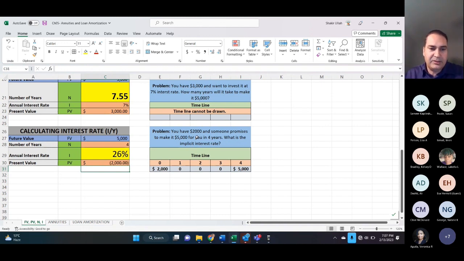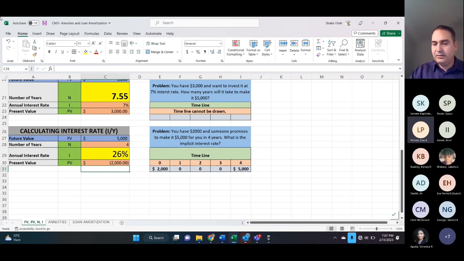And this is too good to be true. So probably this might not be such a good investment, because that much interest rate, but it depends on your valuation of the investment, and if you know the person or it's a good company, that's your decision. But the interest rate implicit in this problem is 26%.